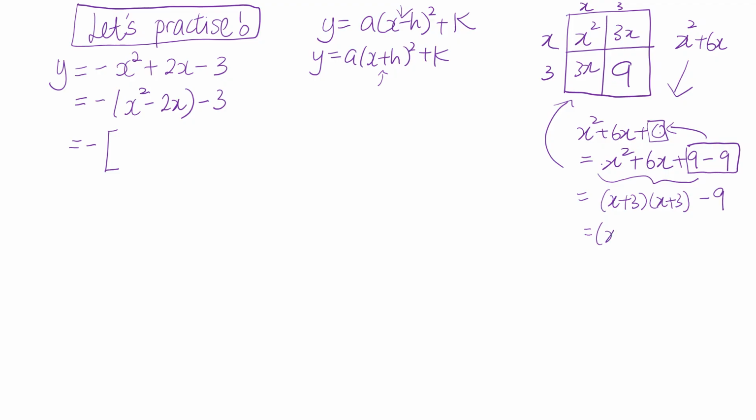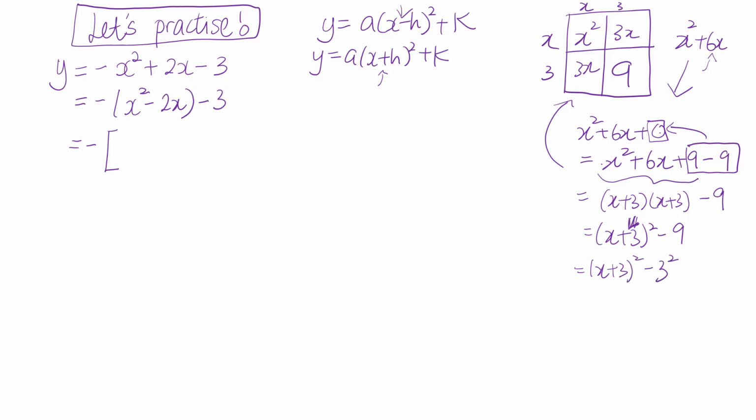And that will give you x plus 3 squared minus 9, right? Remember, this is how we do it. So how do you get this 3 here? It's 6 divided by 2. I break out my 6x into 3x and 3x, right? That's how I get 3. And how do I get the 9? It's actually just 3 squared. Okay.